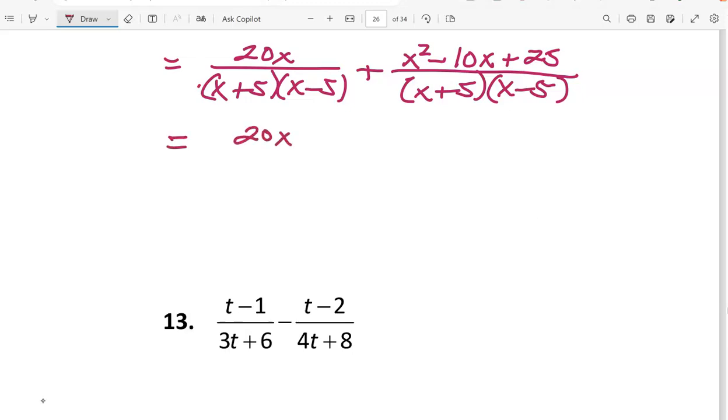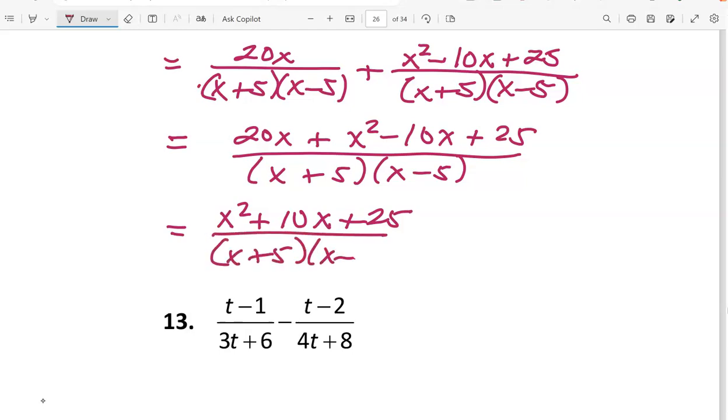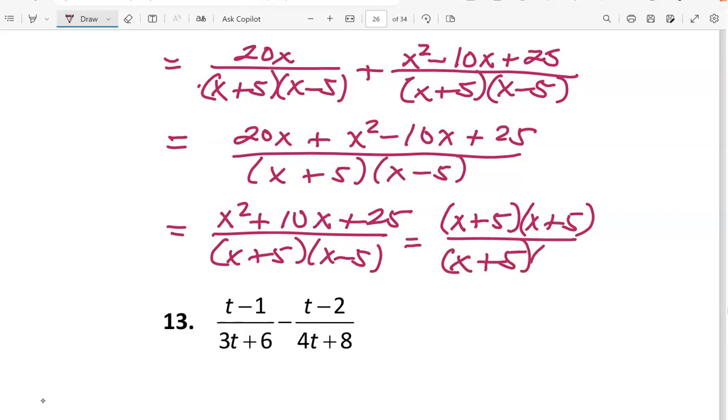Now we're going to add the numerators and keep that denominator, x plus 5 times x minus 5. Let's simplify the numerator, combining like terms. That's x squared plus 10x plus 25. And the numerator factors to x plus 5 times x plus 5. Now we can cancel common factors of x plus 5 in the numerator and denominator, and our final result is x plus 5 divided by x minus 5.